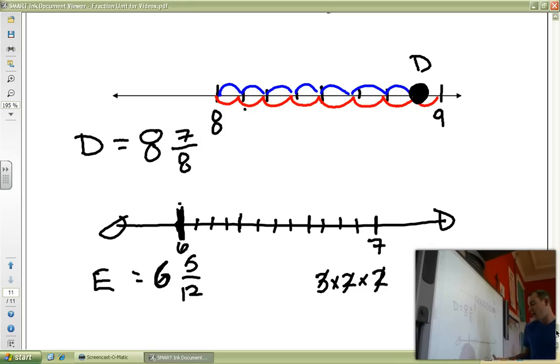Now, you should have, since you did 3, 2, and 2, you should have 12 total spaces. We'll check it real quick. 1, 2, 3, 4, 5, 6, 7, 8, 9, 10, 11, 12. There you go. And we need to walk across 5 of them for our point. So 1, 2, 3, 4, 5. Very good. Put your dot on, label it E, and you're all set.